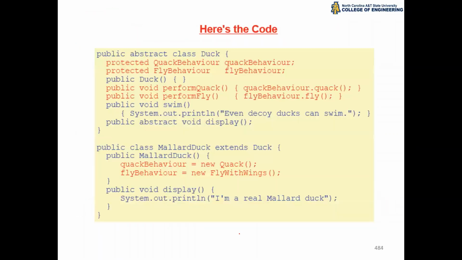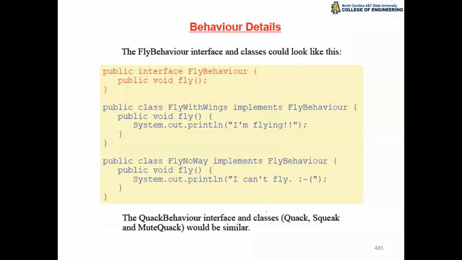So here you see this typical code, the abstract duck class. You have this quack behavior, fly behavior, and you are trying to perform quack and perform fly, and you're extending it. So it's the mallard duck. So you're implementing quack behavior and fly behavior. Okay, and the implementation of the fly behavior, the interface of the fly behavior is like this. You can similarly do it for quack behavior. So fly with wings, you can have the fly, I'm flying. So fly no way, I can't fly.